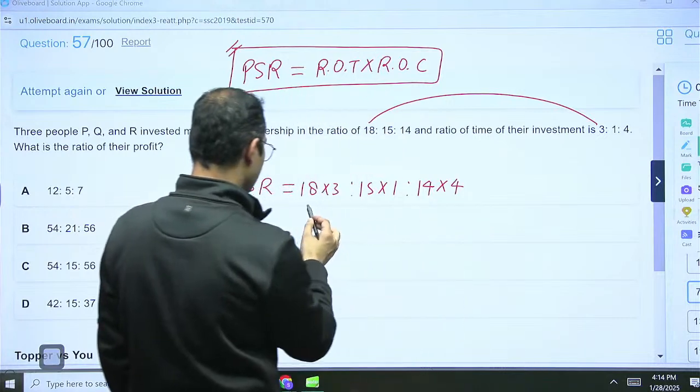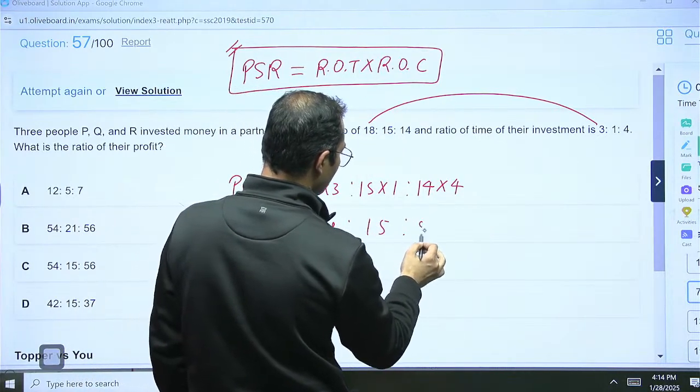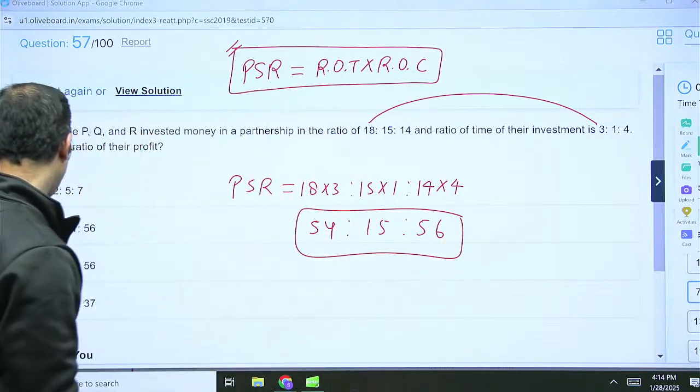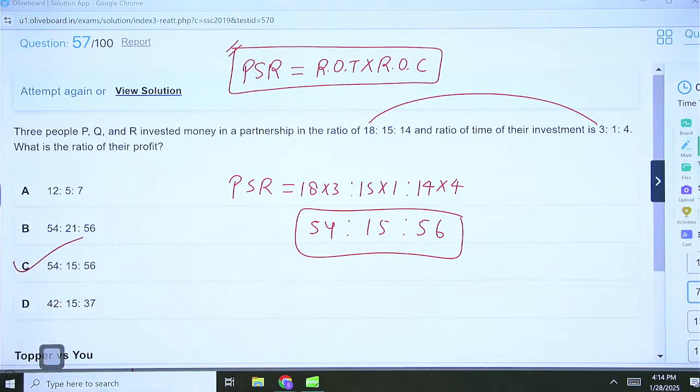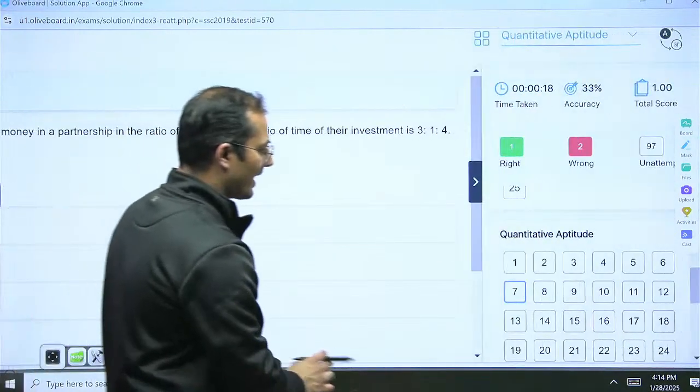So directly we can say that here I will get 54, 15 and 56, right? So nothing is common. So 54, 15 and 56. So C part is the right answer. Very easy. So let's move to the next question.